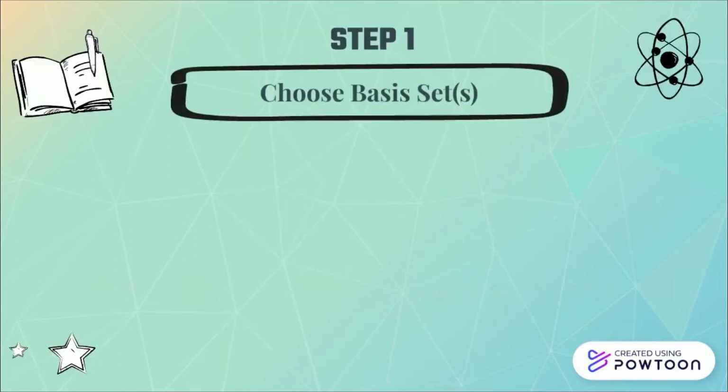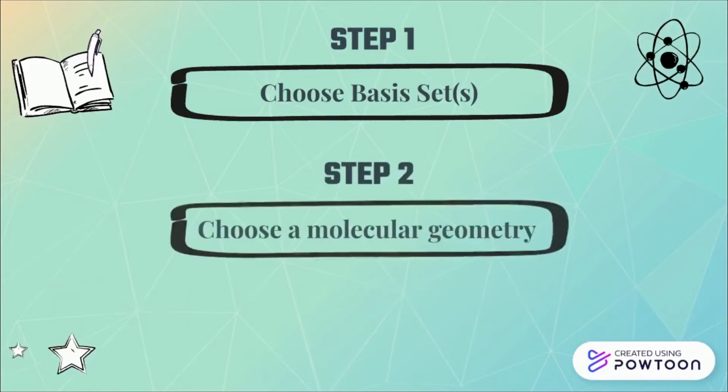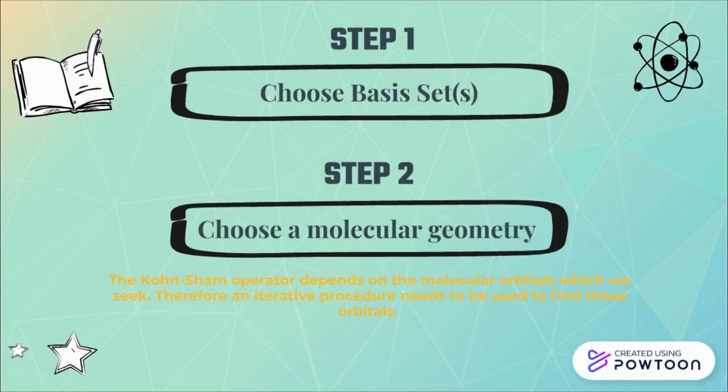The first step to approach this method is by choosing an appropriate basis set. A higher basis set can provide more accurate results but would require more computing time. The second step is to choose a molecular geometry. The Kohn-Sham operator depends on the molecular orbitals which we seek. Therefore, an iterative procedure needs to be used to find these orbitals.